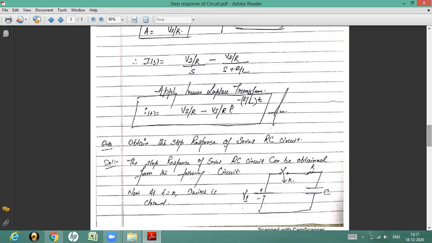T is equal to 0 means the time of analysis, the time when you analyze the circuit. T is equal to 0 minus means the initial condition, what happens before t is equal to 0, and t is equal to 0 plus means what happens after t is equal to 0. So there are three things in a transient analysis: t is equal to 0, t is equal to 0 minus, and t is equal to 0 plus. When we have to analyze the circuit, we have to analyze it at t is equal to 0, and at t is equal to 0, the switch is closed.